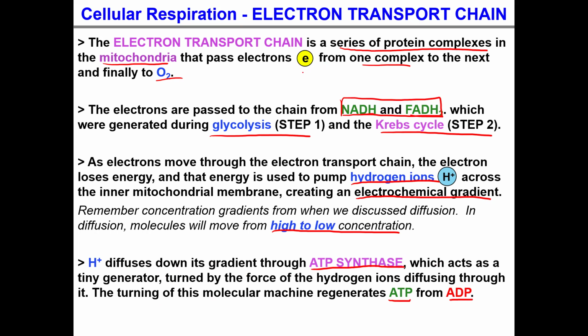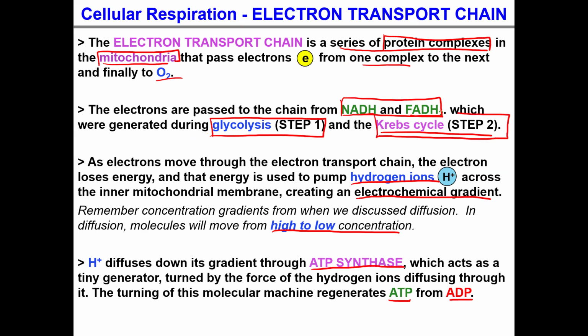So looking at that, that was a lot. To sum things up, in our electron transport chain, we have a series of protein complexes in the mitochondria, passing electrons from one of those complexes to the next. To help facilitate the electrons passing along the chain, we utilize NADH and FADH2, which again were generated from our glycolysis as well as our Krebs cycle.